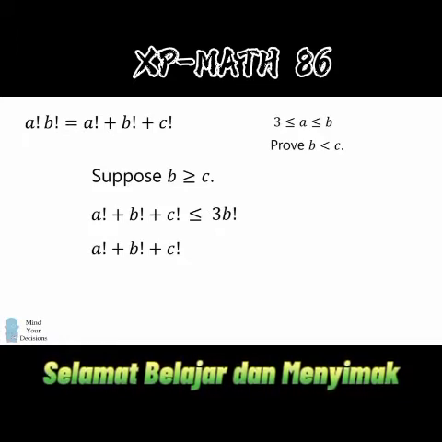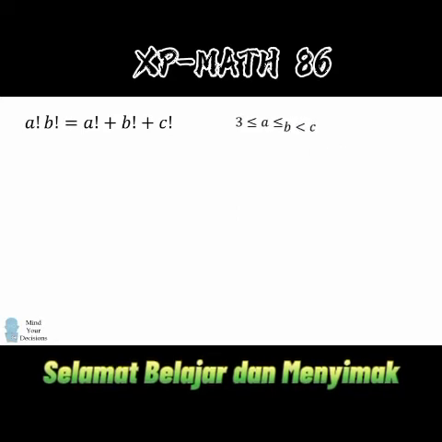But we can also derive a lower bound. This sum is equal to a factorial multiplied by b factorial. We know that a is at least equal to 3, which means this is at least equal to 3 factorial multiplied by b factorial, which is equal to 6 multiplied by b factorial. Therefore, we've shown the upper bound of the sum is actually lower than the lower bound, and that's a contradiction. Therefore, our assumption that b was greater than or equal to c must have been wrong, and we've shown that b is less than c.